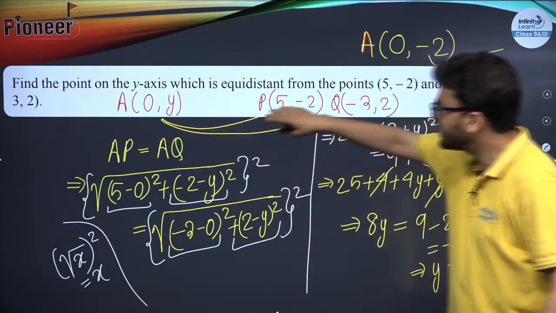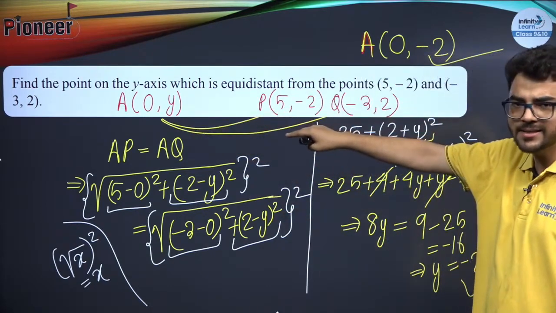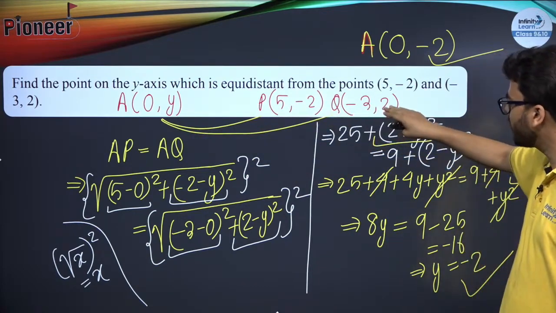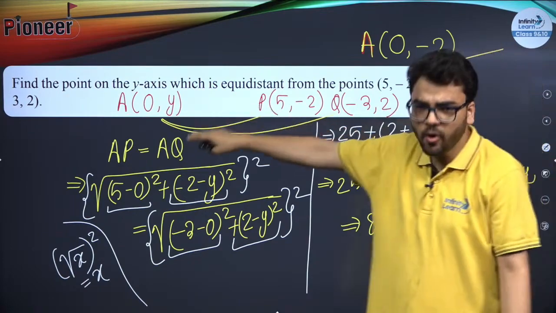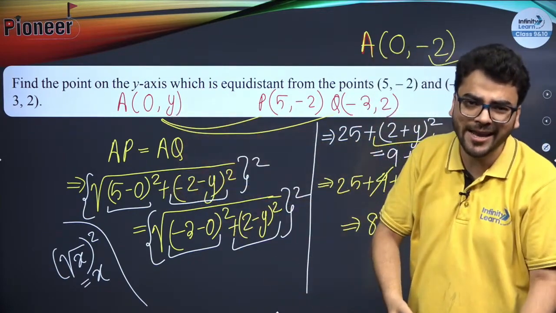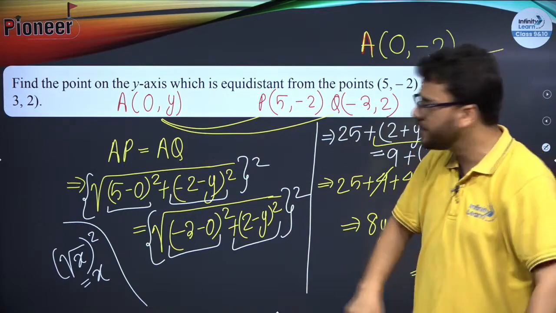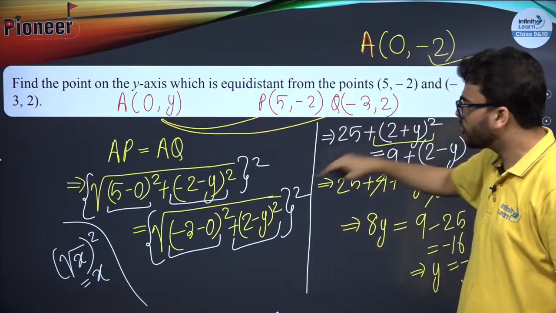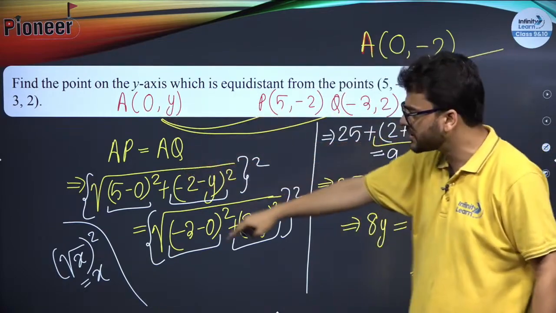Again I am saying, it is given, find the point on the y-axis which is equidistant from these 2 points, P(5, -2) and Q(-3, 2). Any point on the y-axis is of the form (0, y), because the x coordinate of any point on the y-axis will be 0 only. So it is (0, y). Suppose it is A. So AP is equal to AQ is given. You can use the distance formula.